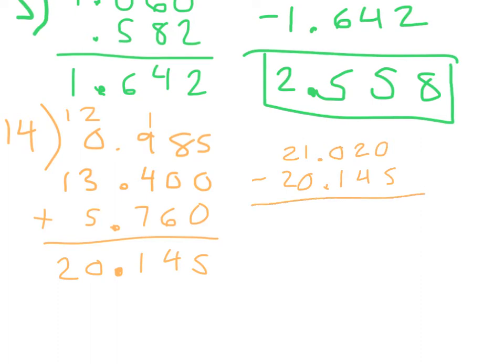And we subtract. So 0 is less than 5, so this we need to make a 10. Borrowing from here, so this one becomes a 1. We need to borrow from here, so this one becomes a 9 in order to make this an 11. And this becomes 0. So 10 minus 5 is 5. 11 minus 4 is 7. 9 minus 1 is 8. 0 minus 0 is 0, and 2 minus 2 is 0. So we have 0.875 as our answer.